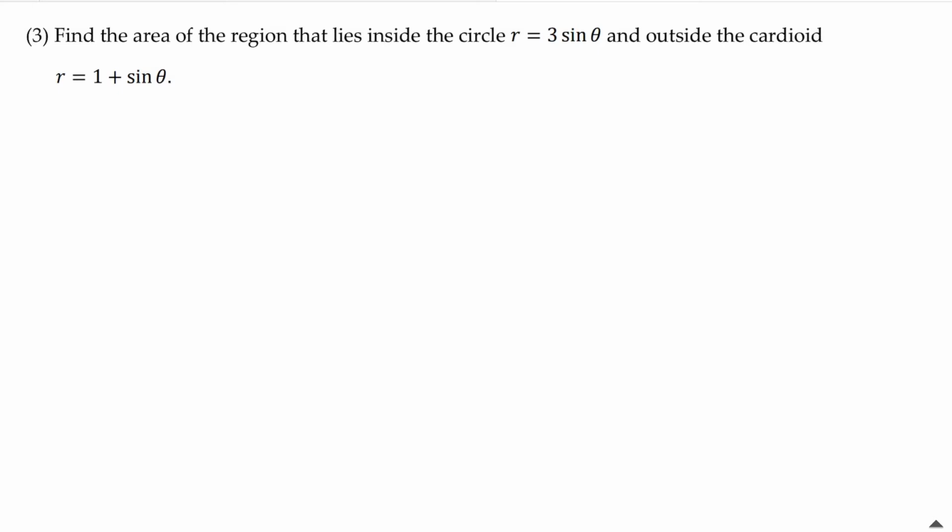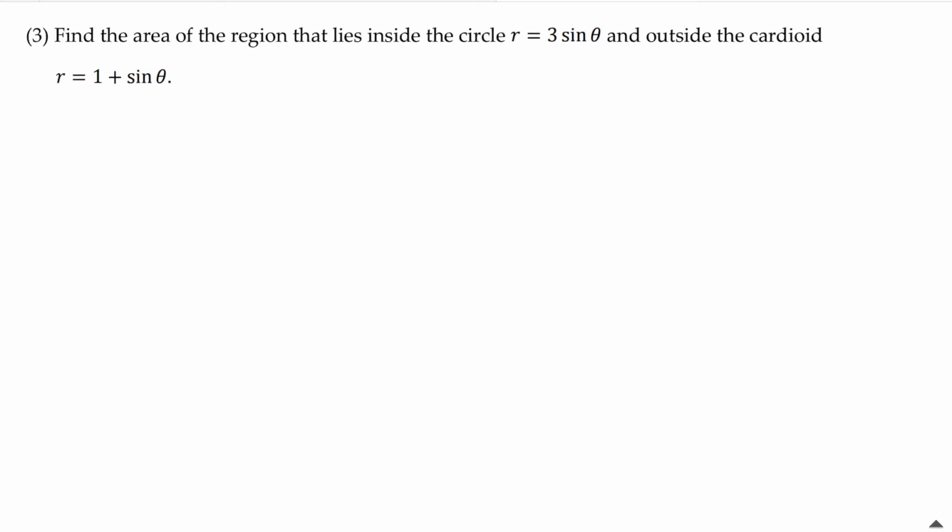Welcome back, everybody. We're going to continue working through 11.4 here, areas and lengths and polar coordinates. So we want to find the area of the region that lies inside the circle r equals 3 sine theta, and outside of the cardioid r equals 1 plus sine theta.